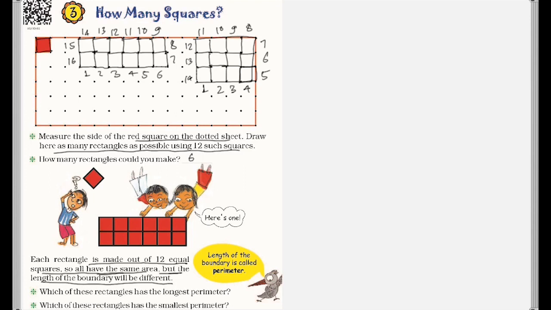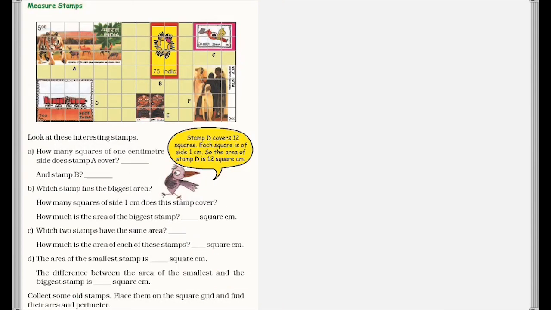Okay, so when you make all the possible rectangles, then you need to find which of these rectangles has the smallest and the longest perimeter, that is the boundary. Okay, so the length of the boundary is known as the perimeter.